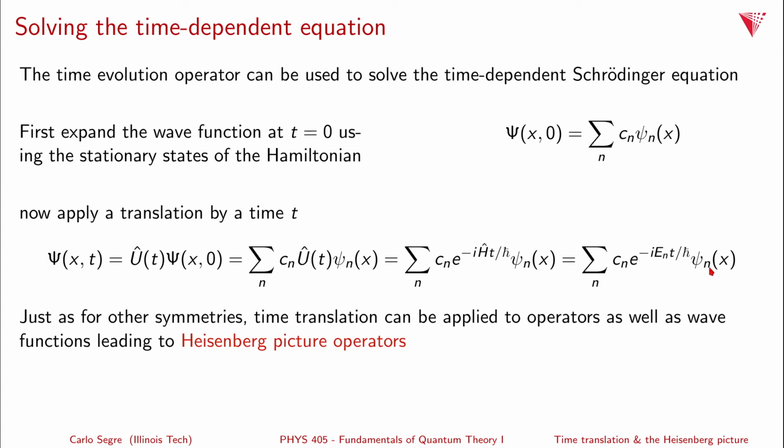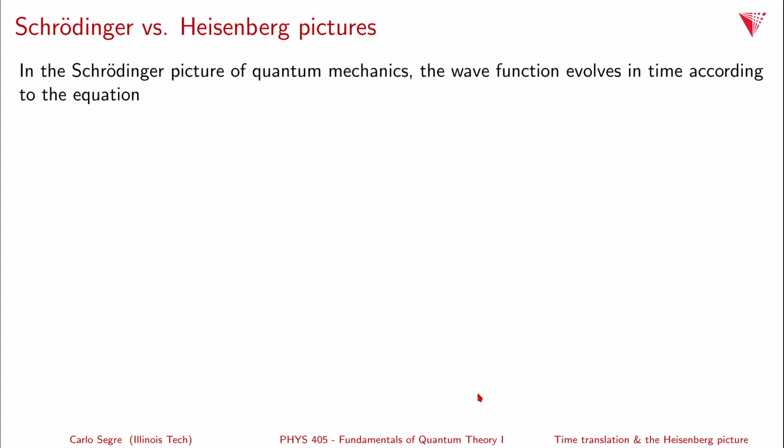So just as with other symmetries, time translation can be applied to operators as well as wave functions. This leads to the so-called Heisenberg picture operators. So Q_H of t is simply Q sandwiched in between U dagger of t and U of t. In the Schrodinger picture of quantum mechanics, the wave function evolves in time according to the Schrodinger equation, H psi of x and t is equal to i h bar partial with respect to t of psi of x and t.